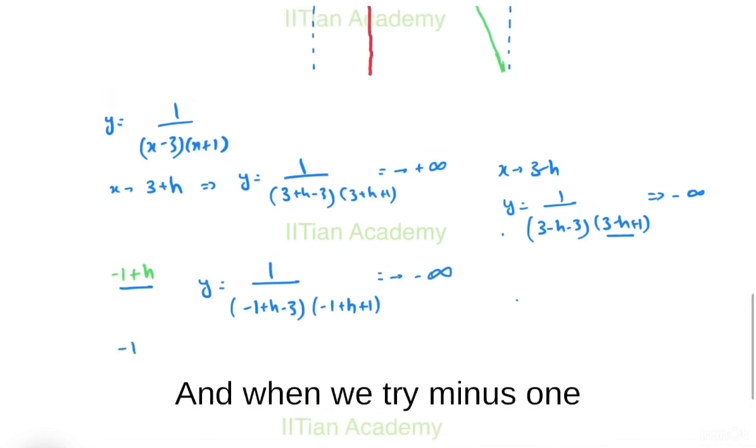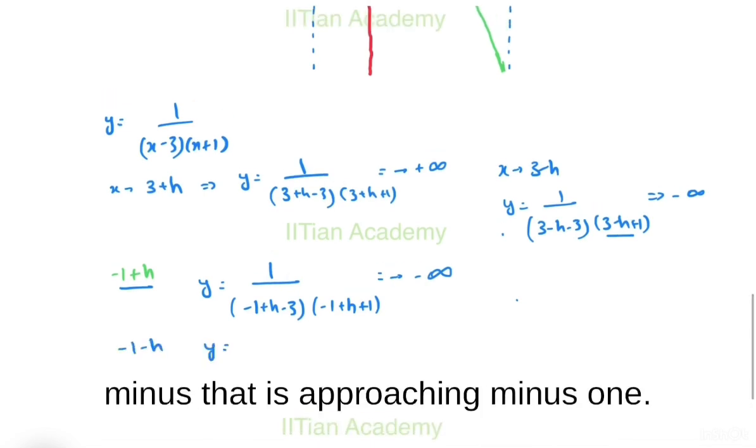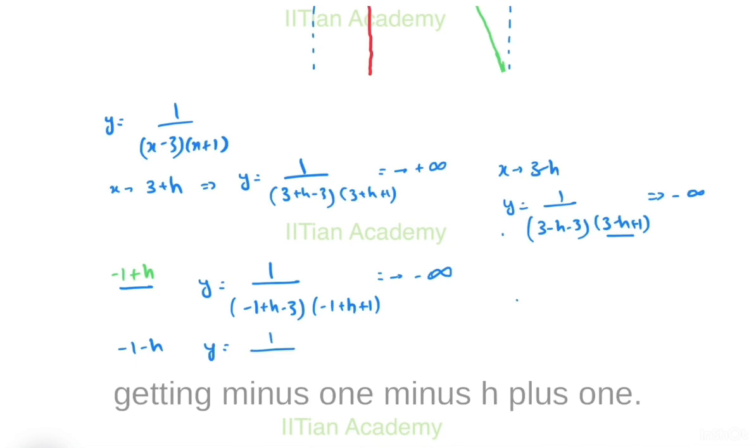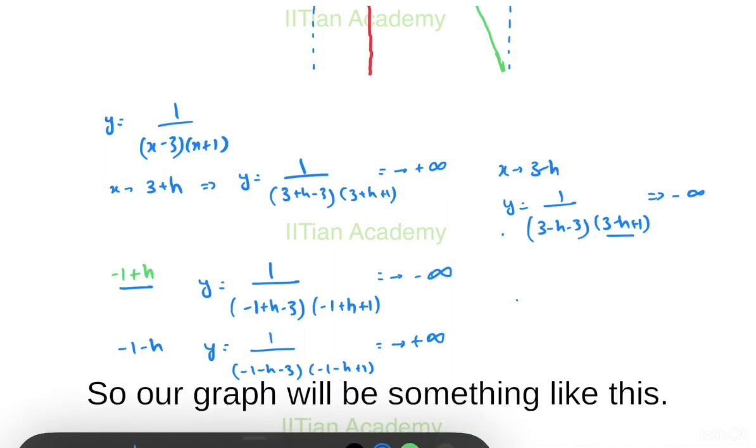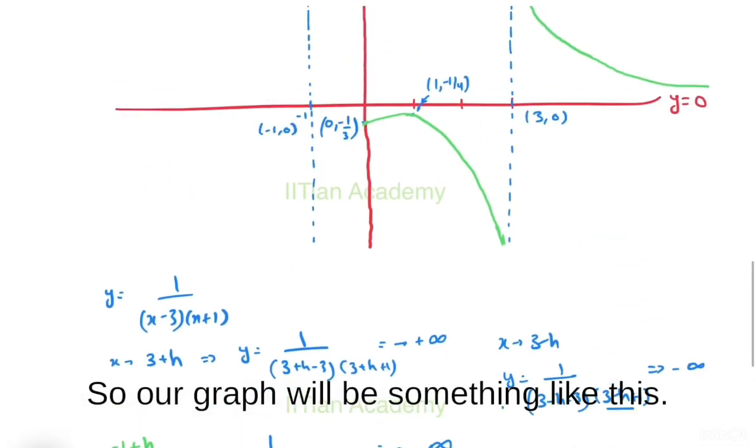And when we try minus 1 minus h, that is approaching minus 1 from the left hand side, we will be getting minus 1 minus h plus 1, and this will be tending towards plus infinity. So our graph will be something like this.